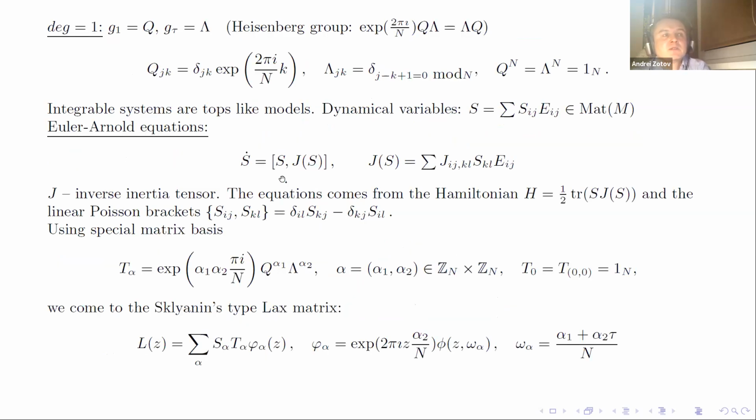And if we consider the degree 1 bundles, then I don't have time to go into details, but in this case, we use a different matrix basis, which is used in Belavin's quantum R matrix. And finally, this leads to the Sklyanin type Lax matrix, and everything works here. The underlying mechanical model is a kind of integrable top with a special inverse inertia tensor J, which is tangent P and the commutator.